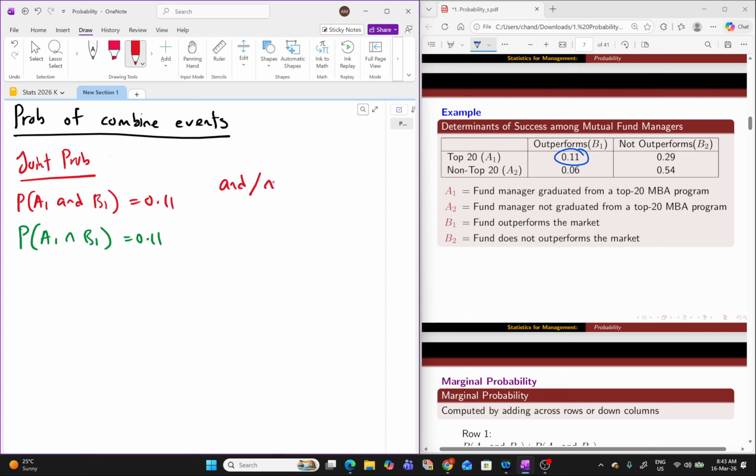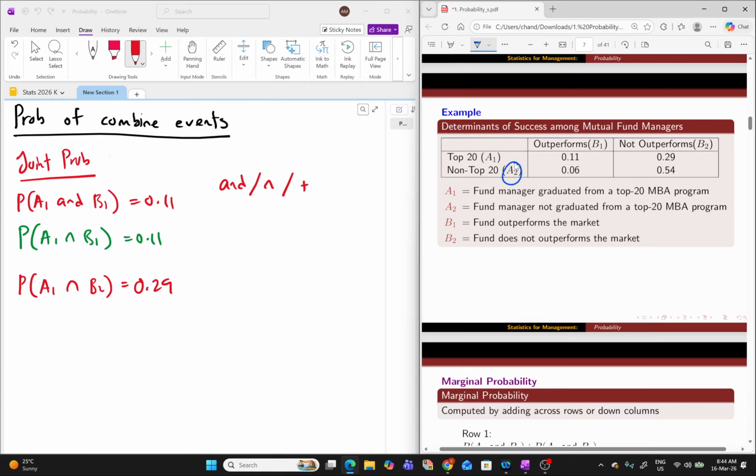And intersection, and mathematically it is plus, all are the same idea. Okay, so if I want to denote 0.29, how can I write 0.29? I can write it as A1, using the intersection form, A1 intersect B2. That you will get 0.29.